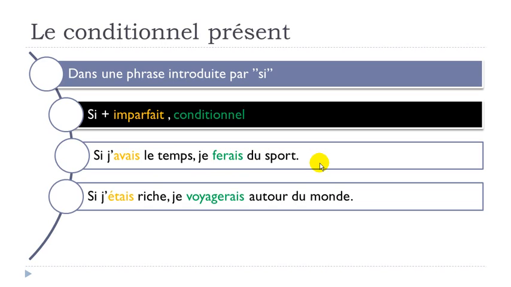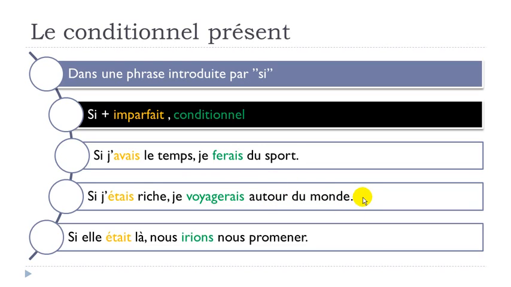Okay. Another example. Si j'étais riche, so riche, rich, était, it's to be, remember. Je voyagerais, voyager is to travel, autour du monde, around the world. And then the last one. Si elle était là, so être, to be, là, here, nous irions, so remember it was to go, aller, and it becomes ir, irions, nous promener. Okay, so se promener, to have a walk.